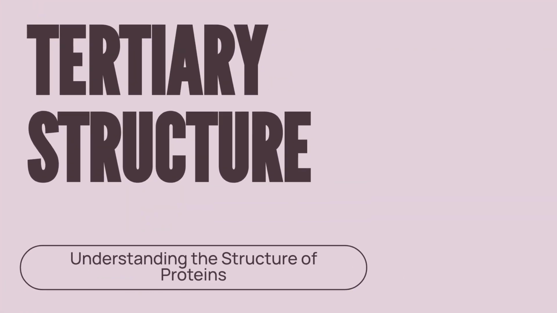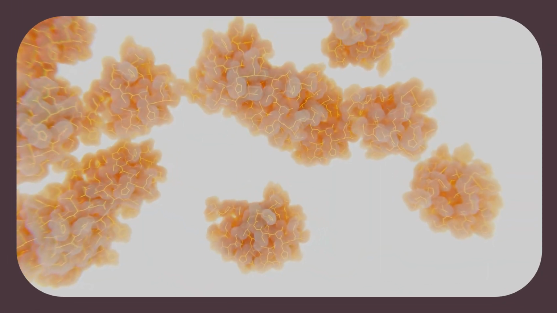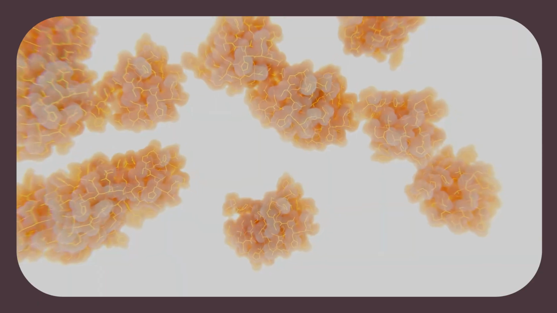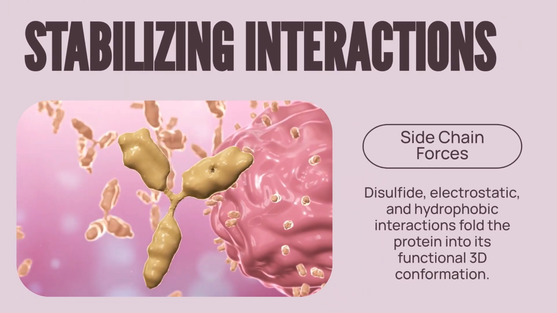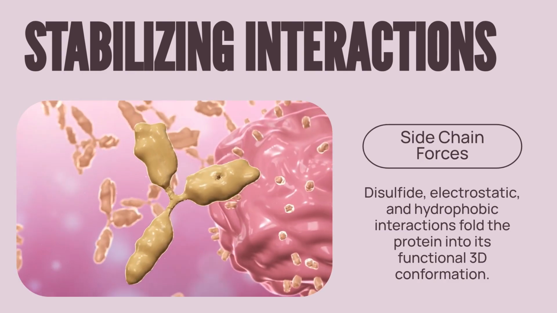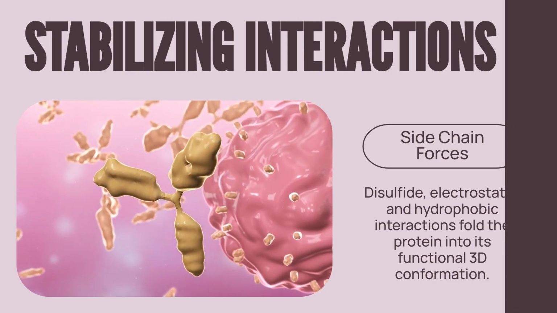Tertiary structure defines the overall 3-dimensional shape of a single peptide chain. This folding is driven by interactions between the amino acid side chains, or R groups, that are far apart in the primary sequence. These interactions include covalent disulfide bonds, electrostatic salt bridges, and hydrophobic attractions between nonpolar side chains.